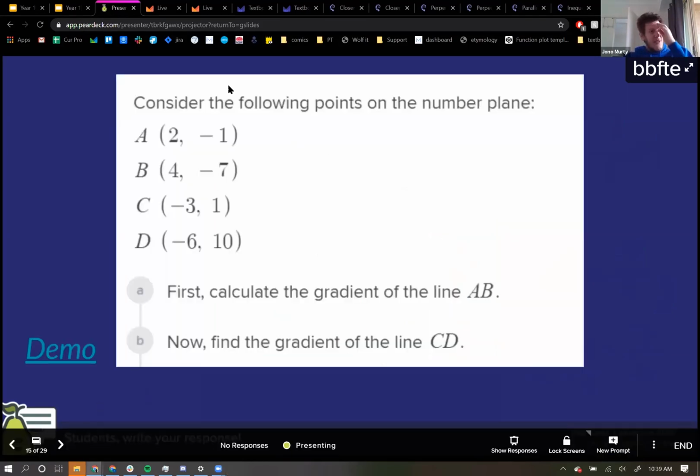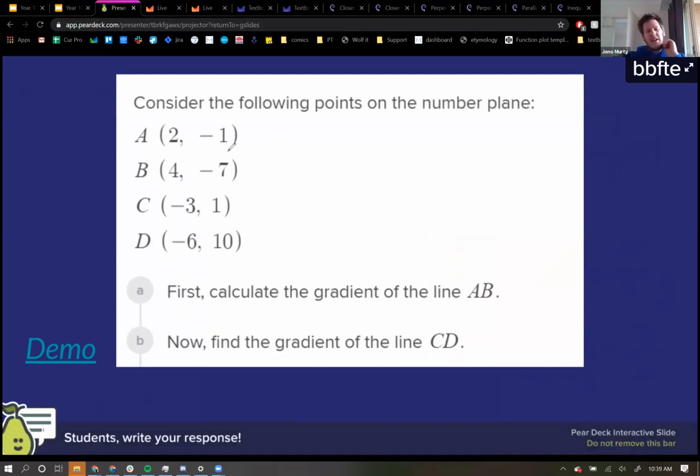Okay, a bit harder now. We've got 2 points. We haven't got a graph. You might want to draw a graph of it. Might help. So we want to find the gradient of the line between A and B, and then we want to find the gradient of the line between C and D. So in this case, when you haven't got a graph, you probably do want to use the formula. But let's just graph it in the meantime.